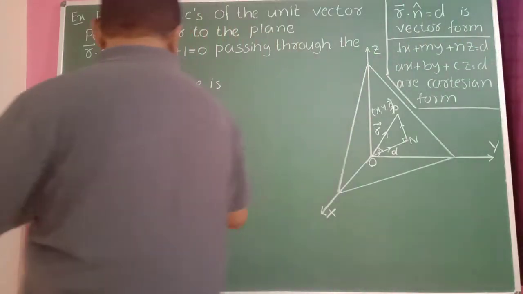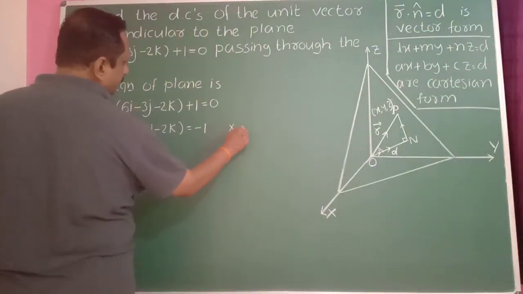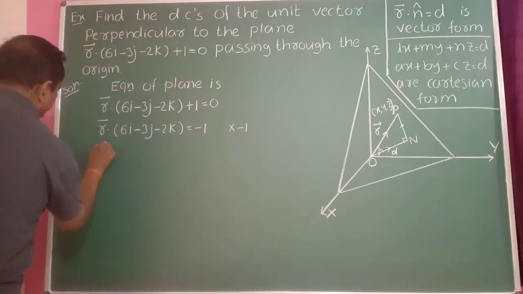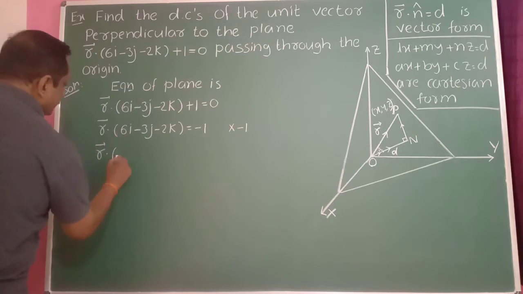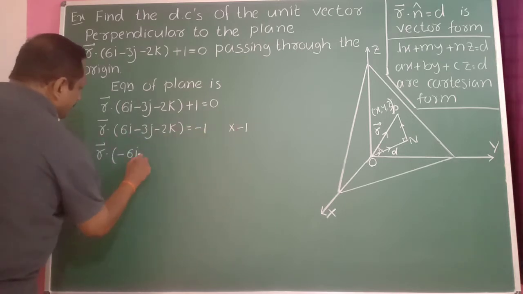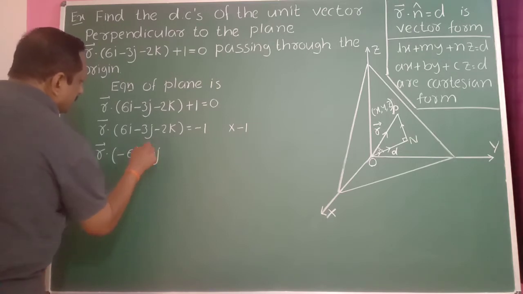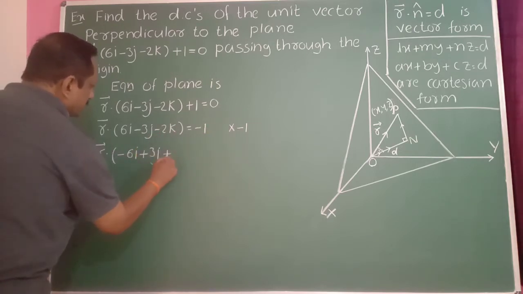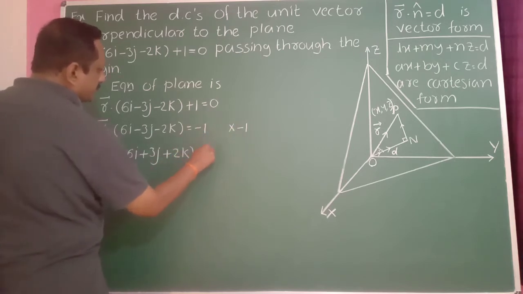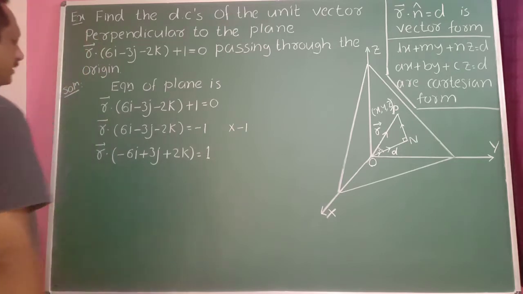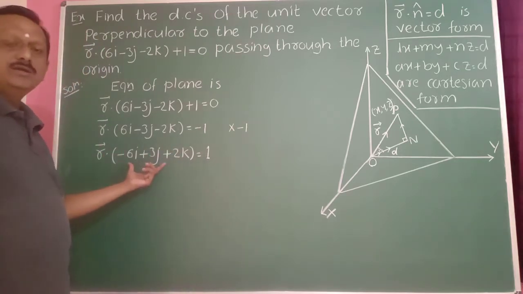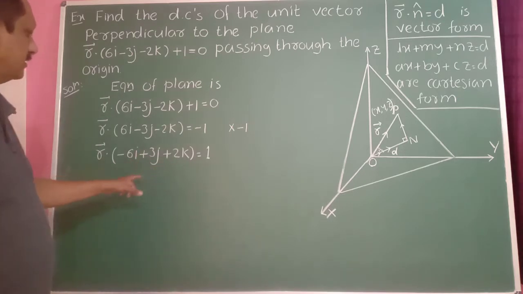Multiplying both sides by minus 1, it gives r bar dot of plus 6 becomes minus 6, minus 6i, minus into minus becomes plus 3j, minus into minus becomes plus 2k, is equal to minus into minus becomes plus 1. Here this is a normal vector, but this is not a unit normal vector.